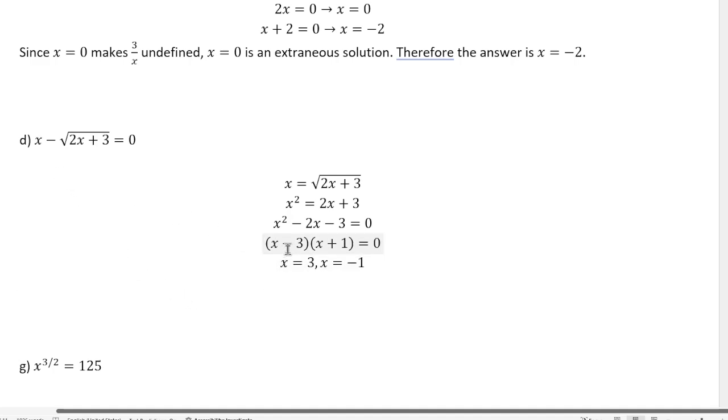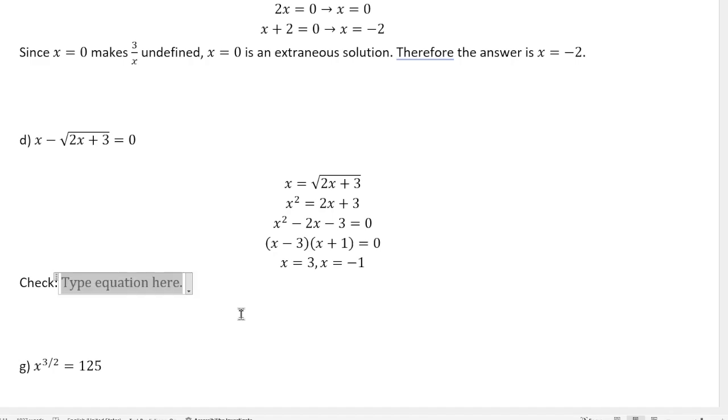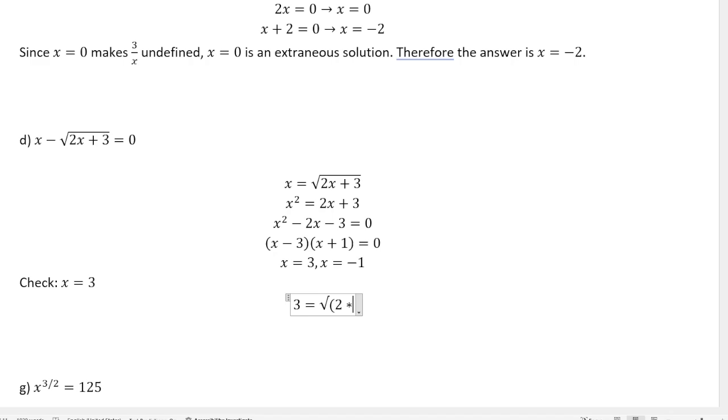Any equation with a square root, you always have to go back and check. So let's do a check. x equals 3 will give you 3 equals the square root of 2 times 3 plus 3. And 3 is equal to square root of 9, and that's okay. Yeah, so check.